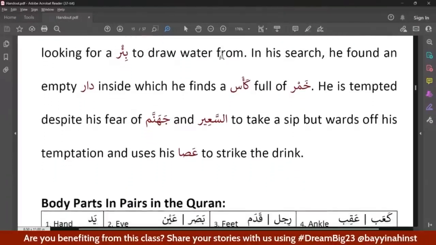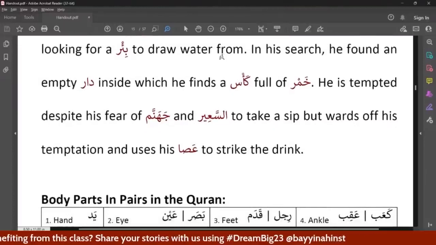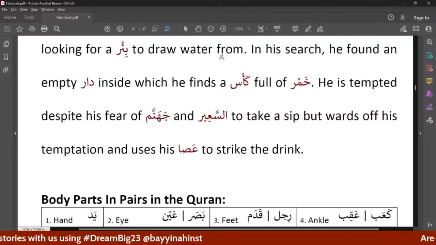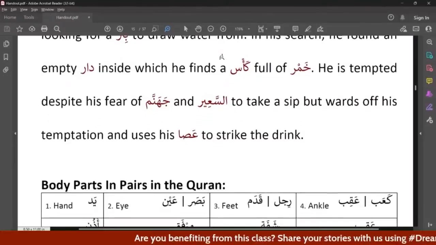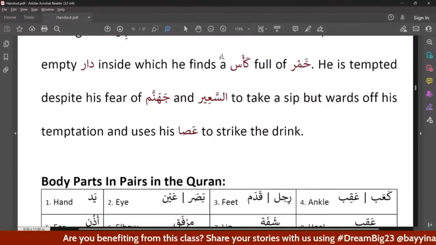And then, of course, he's tempted despite his fear of what? Jahannam, Sa'ir, all the names of hell are feminine. No offense. I'm not talking about females. I'm talking about grammar. Okay, so don't take it personally. So Jahannam is feminine, Sa'ir is feminine, etc.